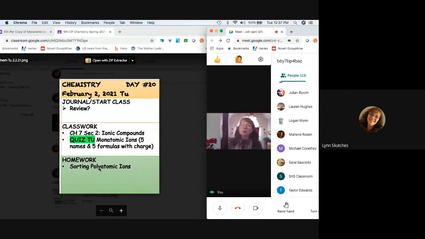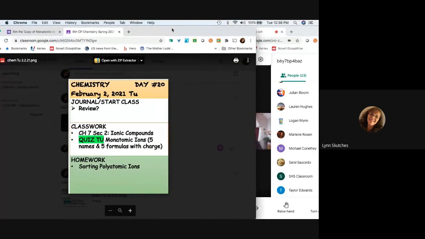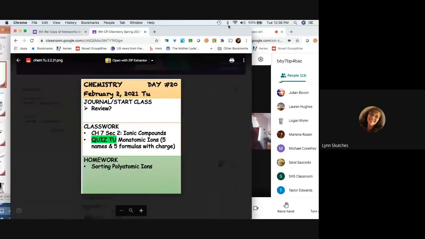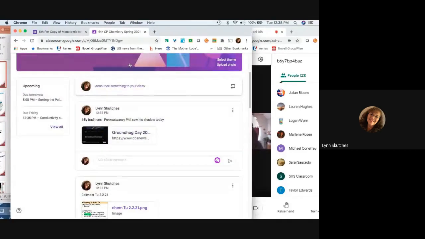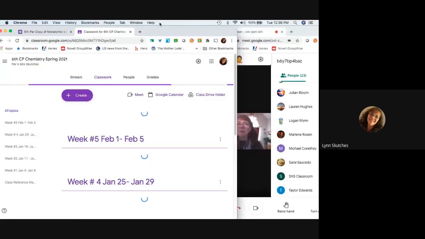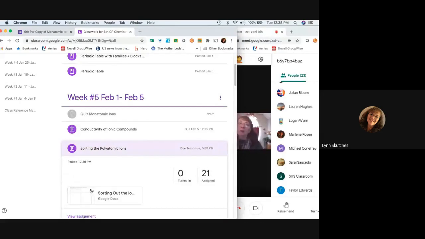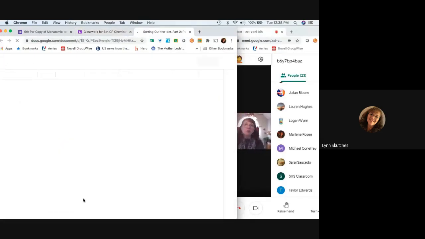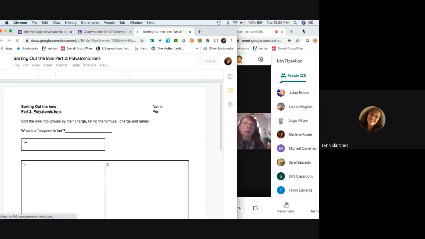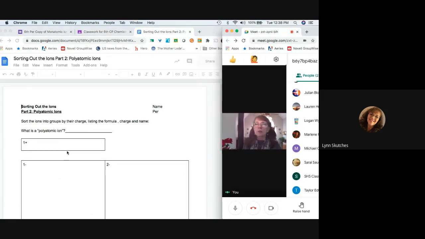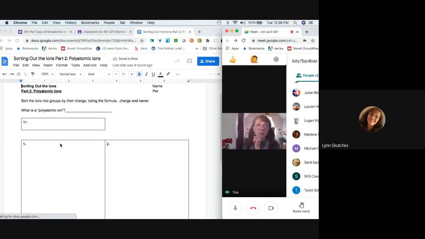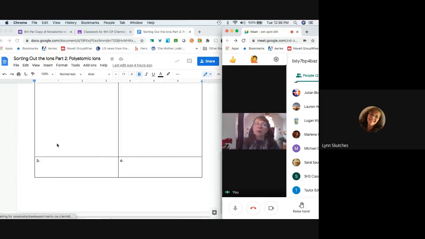So this is part 2 of the sorting ions stuff that we started last week. And that should have popped into your classwork. Here. It looks very similar to the paper from last week, except it says, what are polyatomic ions? So you need to do the definition, and then there's a very small space for positives, right? Because almost all of them are anions. And it's the same process.